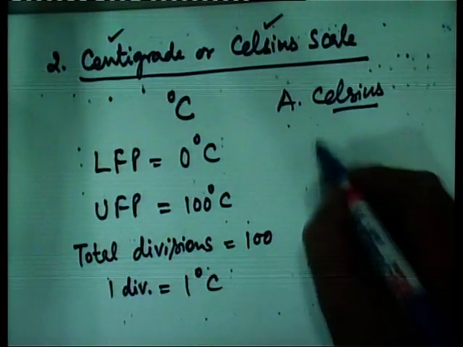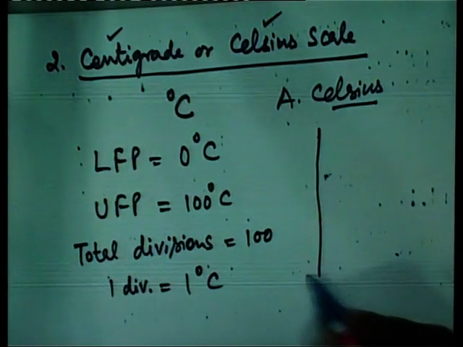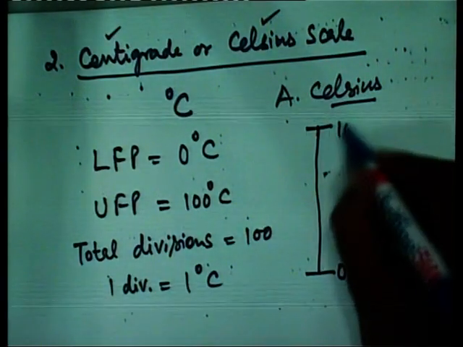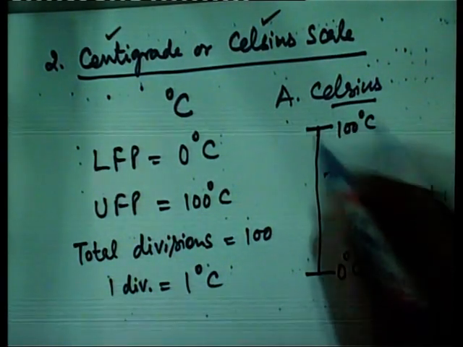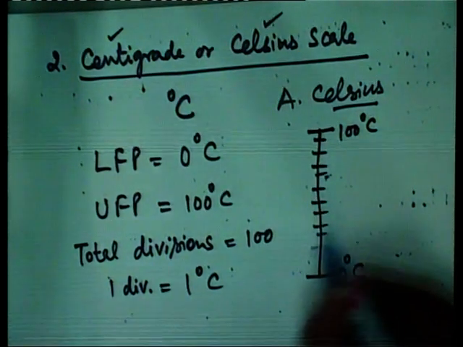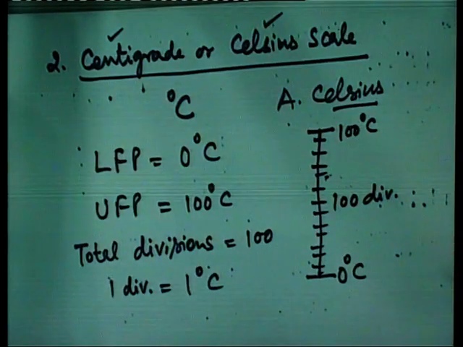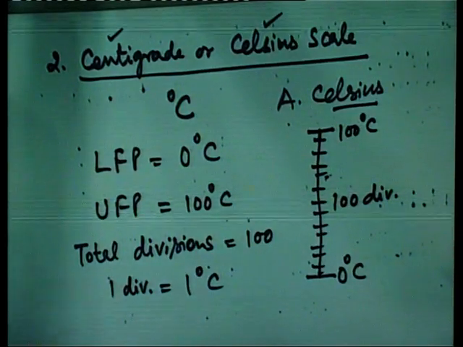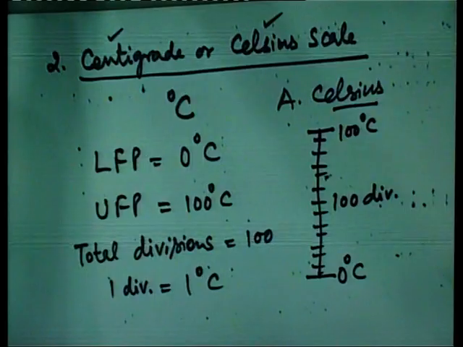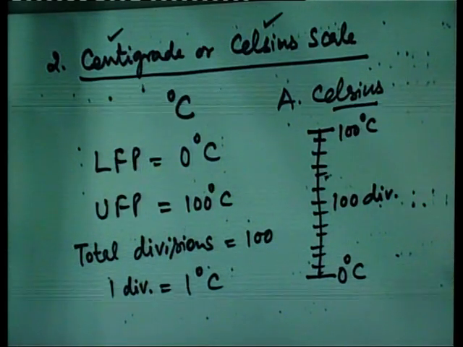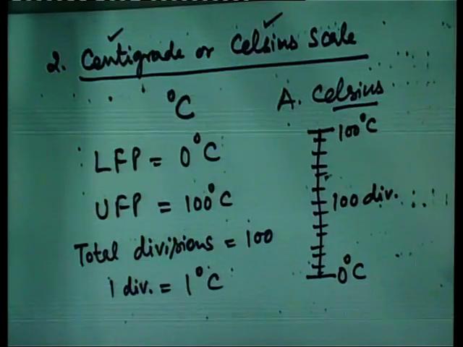So, if we have this scale, our lower point will be 0 degree centigrade, this will be 100 degree centigrade, and the total divisions will be 100. So, in every scale you must know what is the lowest fixed point, what is the upper fixed point, what are the total divisions, and what is the value of one division.